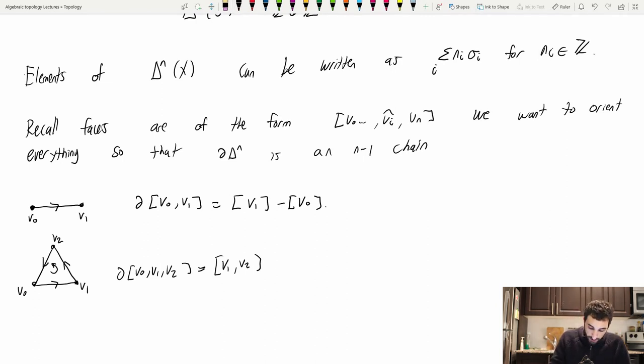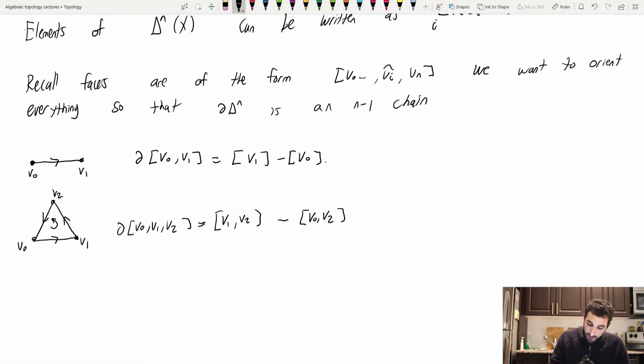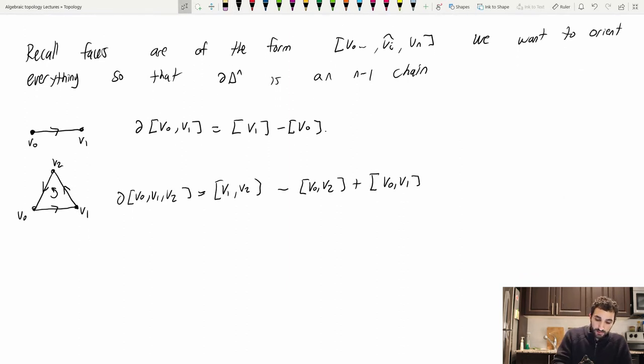But now, if I cut out V1, then I go from V0 to V2. And that's not what I see in my consistently oriented picture. I see me going from V2 to V0. So this should come with a minus. And then finally, if I cut out V2, then I go from V0 to V1, and that is consistently oriented with my picture. So that should hopefully give us enough intuitive crutch that this definition makes sense.